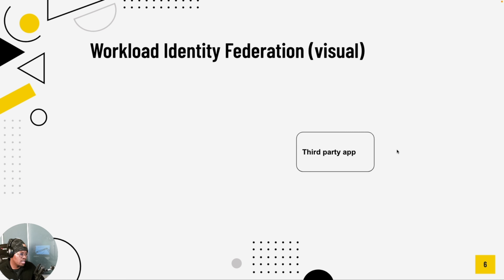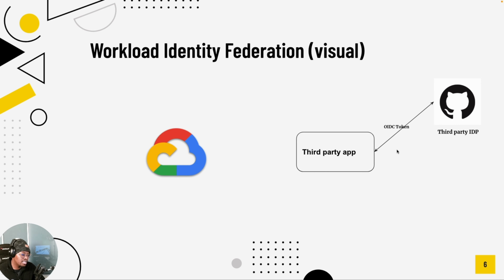Now, let's take a look at how Workload Identity Federation works. First, you have a third-party application running on some cloud, maybe AWS, maybe Microsoft Azure, for example. And then your application is going to connect to your third-party identity provider. In the example we're going to be looking at, our third-party identity provider is going to be GitHub. But as long as your third-party cloud supports OpenID, then you most likely have an identity provider. So your application connects to your third-party identity provider and retrieves what's called an OIDC token, OpenID token. Then your application uses that OpenID token to connect to Google Cloud.